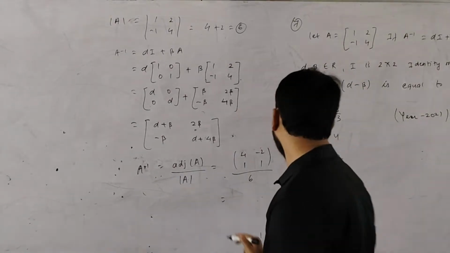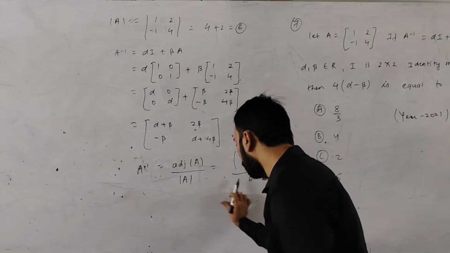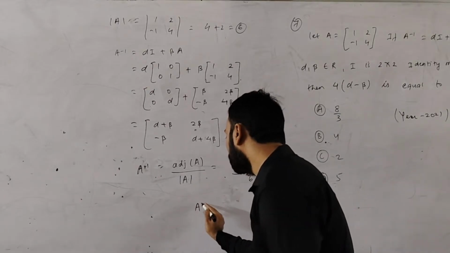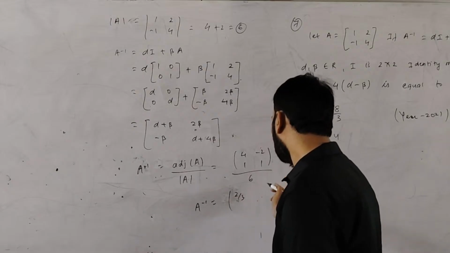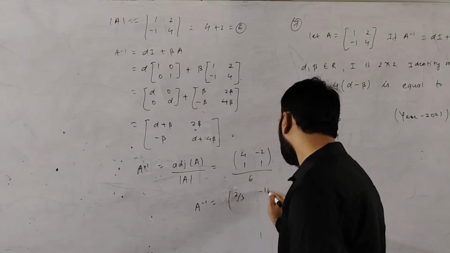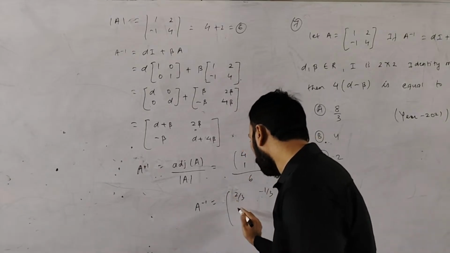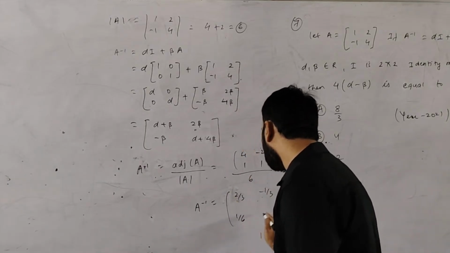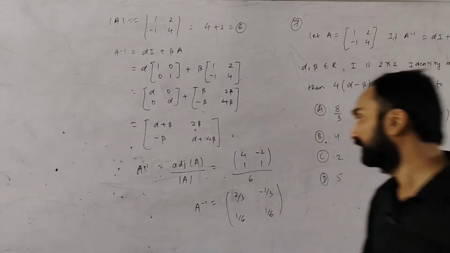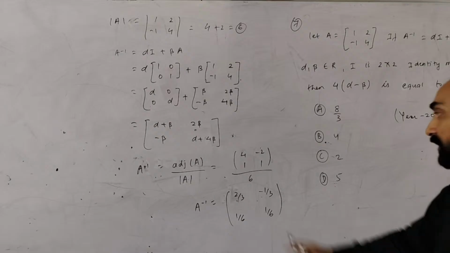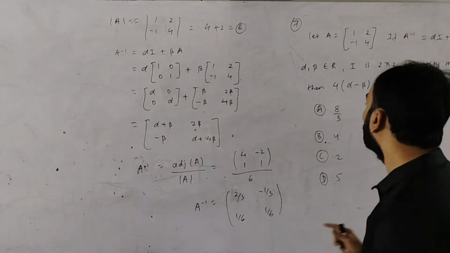So this will come out to be 4 by 6, that is 2 by 3. I am writing here only. Our A inverse will become 2 by 3, minus 2 by 6 which is minus 1 by 3, and then the second row, first column will become 1 by 6, and this is 1 by 6. Done no? 2 by 3, minus 1 by 3. Correct, and 1 by 6.